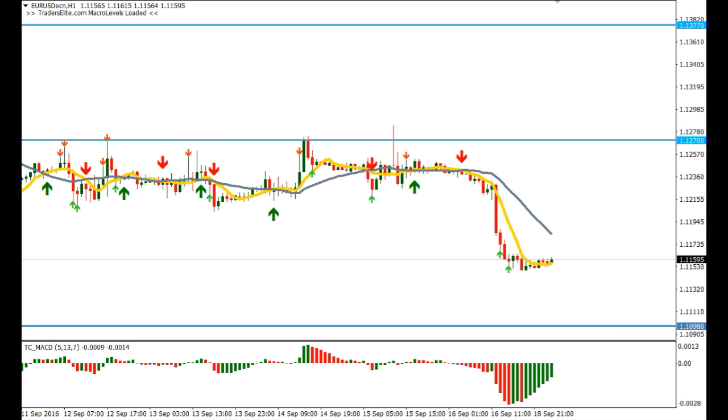Otherwise, it really is purely a gamble, and I'd want to see the MACD change, or the histogram of the MACD change to a red bar. So that would give me more confidence that the trade would continue to go down. But at this stage, we're about 60 pips from that macro level, and you would really want to get in at about this level here after a swing.